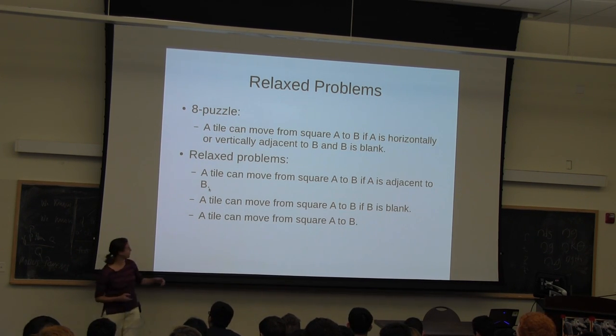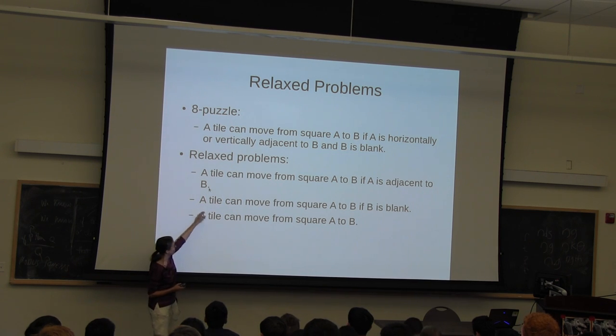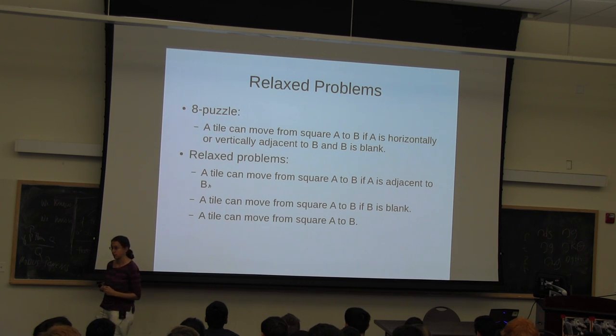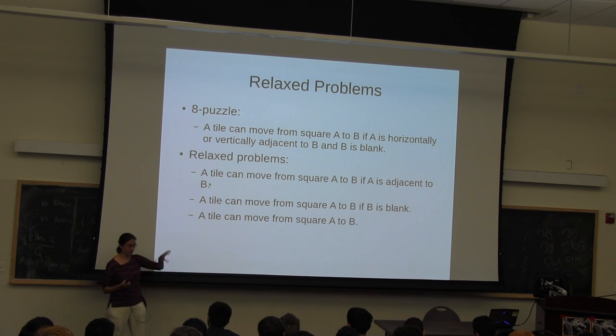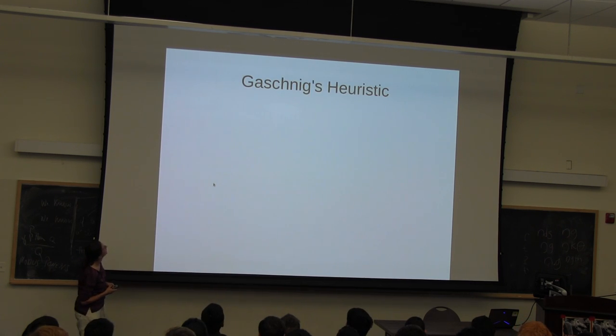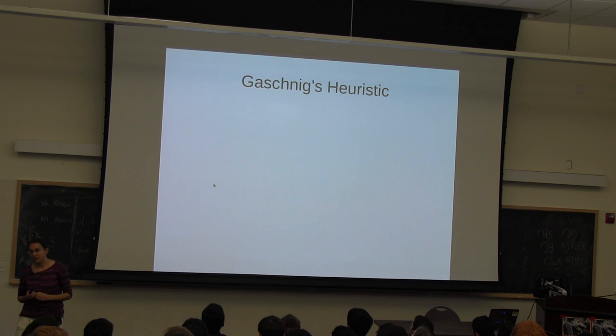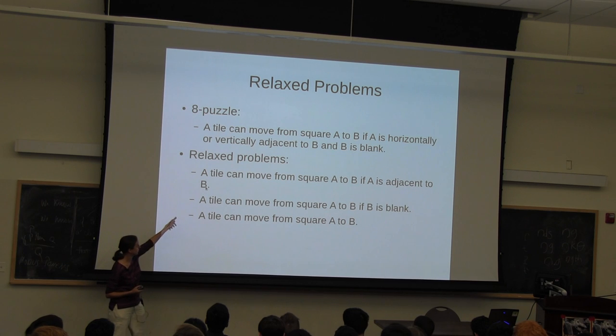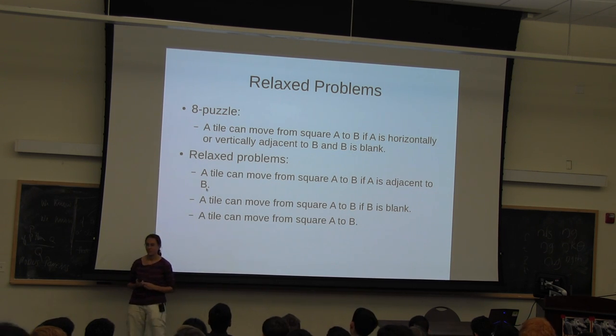OK, so now I want you guys to think about this middle one that we skipped before. A tile can move from square A to B if B is blank. So the idea is you can teleport a tile. You don't have to be next to it, but it has to move into a blank. I want you guys to take a couple of minutes to talk amongst yourselves. There's a heuristic that corresponds to this relaxation. It's called Gaschnig's heuristic. I want you to think about what you would do to compute a heuristic around this middle one. Go.